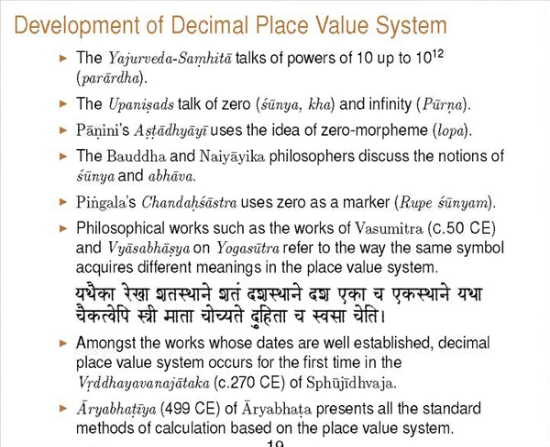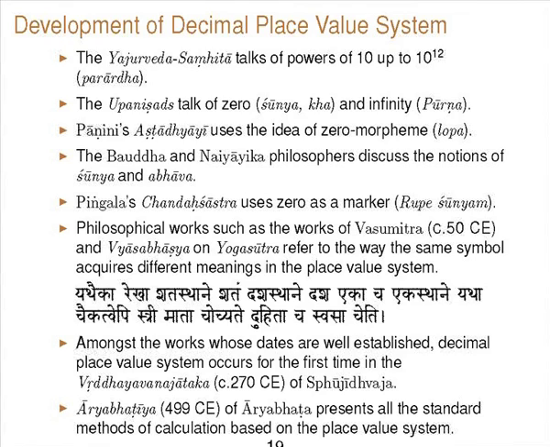Panini's Ashtadhyayi has a notion of lopa, which is akin to what is called a zero phoneme, zero morpheme in linguistics. There is this idea of shunya in Buddhist philosophy, the idea of abhava in Nyaya philosophy. Pingala's Chanda Sutra uses 0 as a marker. It is not clear whether at that time the idea of 0 as a number was known.